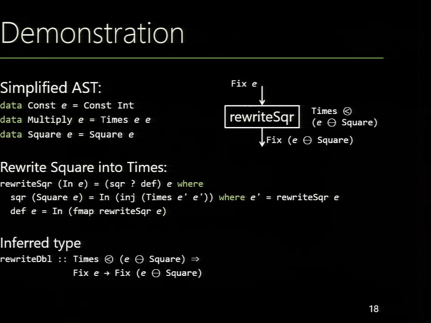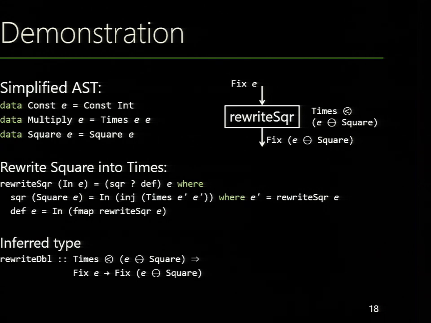Feed this into the type checker and it infers the following type. If I can fit this times case into E minus square, then this takes an E to an E minus square. That's the inferred type. No type signatures I haven't put on the slide. That's almost exactly the picture I claimed I wanted from the beginning of the talk.